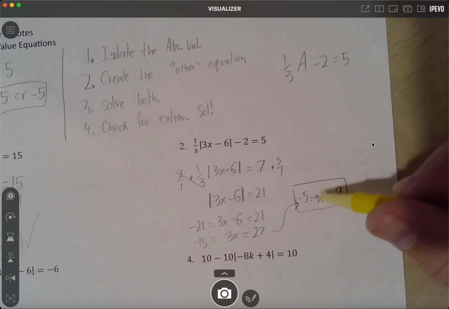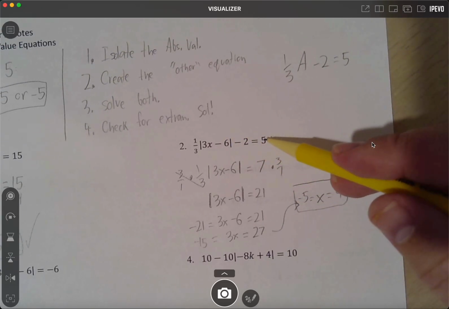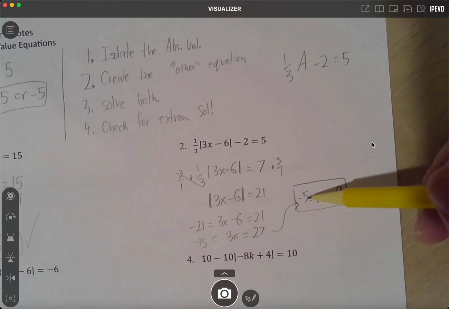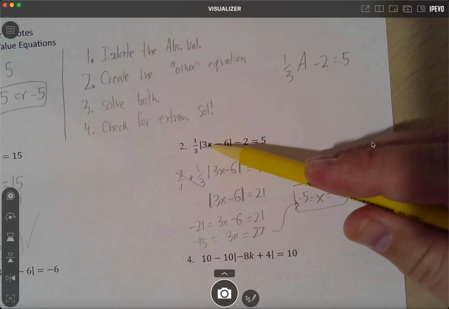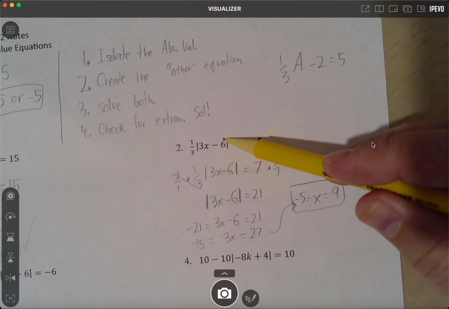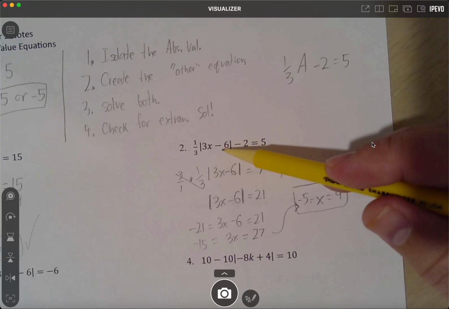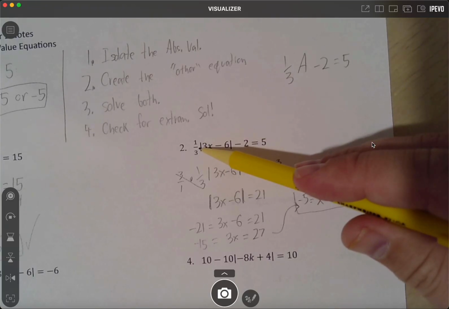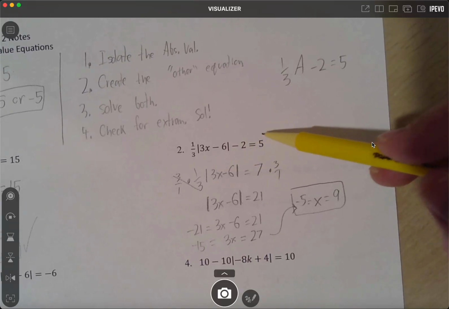Again, we should definitely plug these back in to make sure they work, but I'm just going to say for now, trust me, they do. But maybe we can talk about it. Negative 15 is what you'll get when you plug in a negative 5. That'll make negative 21. Negative 21 is just 21. 21 times a third is 7. And yep, 7 minus 2 is 5. And we're good to go.